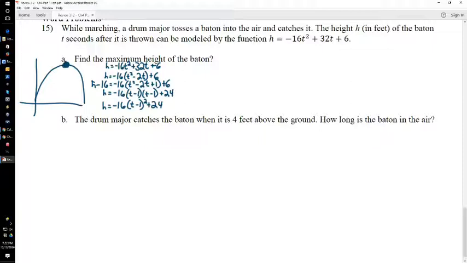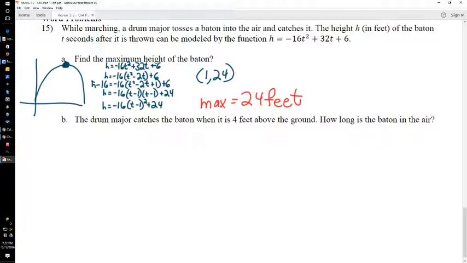So if that's my vertex form, my vertex is at positive 1, positive 24. Because remember, everything inside the parentheses is backwards. Everything inside the parentheses is x and backwards. Everything outside the parentheses is y and normal. And since the height is a y value, my maximum is at 24 feet. Okay.